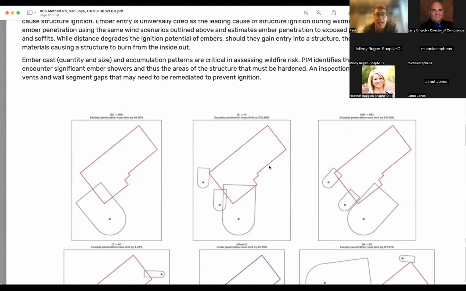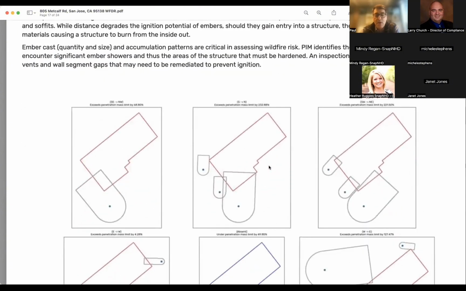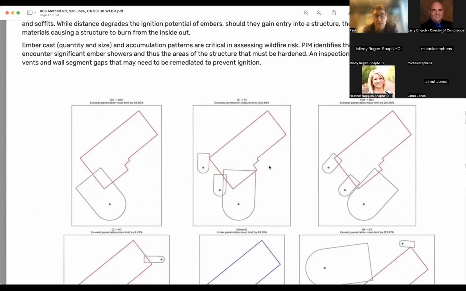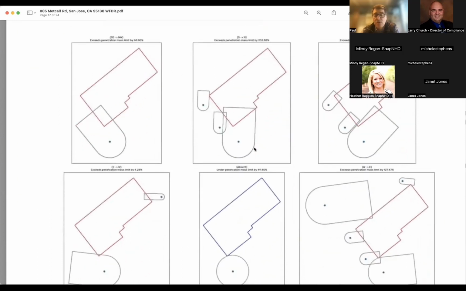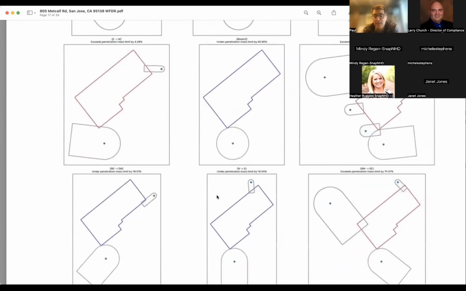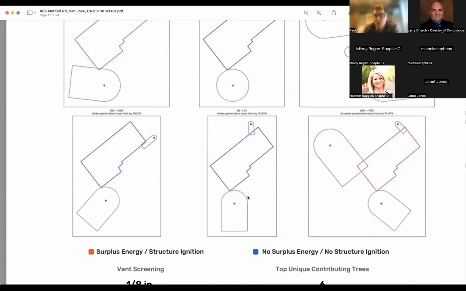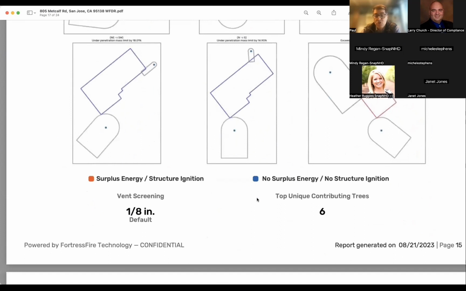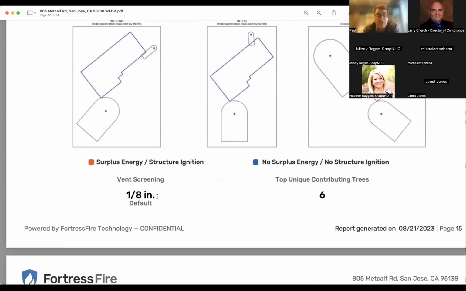Next, we look at ember entry. So this is about the embers projected from all of the trees onto the structure. When the house is red, that means there are enough embers being projected, given the assumptions of the report, that you're going to see ignition. Again, very much similar to the convective heat, we identify the key trees. They are the same basic trees. We make an assumption here that there's 1/8 of an inch screening on these.